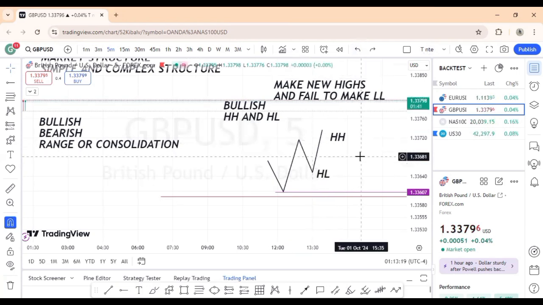That is the only condition for a bullish market to continue, right? So if a bullish market continues, that means these two things are in place.